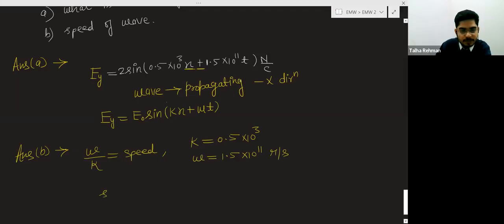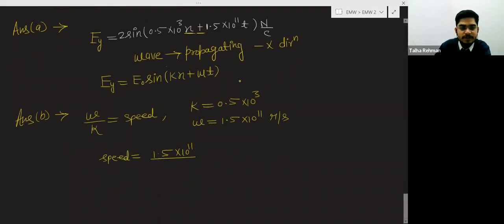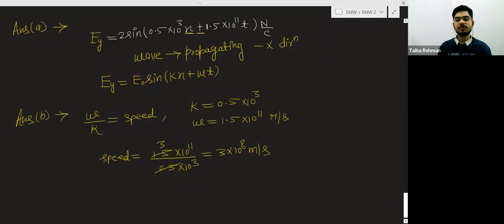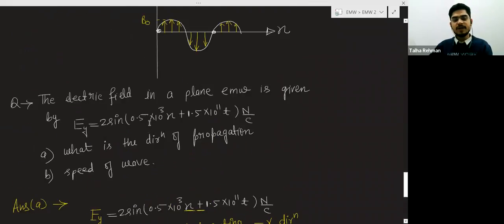So speed of the wave is omega by k. Omega is 1.5 into 10 to the power 11, and k is 0.5 into 10 to the power 3. It will become 3 into 10 to the power 8 meter per second. This is the speed of light also, because no medium is given in this wave, so the speed of the wave will be the speed of light in vacuum.